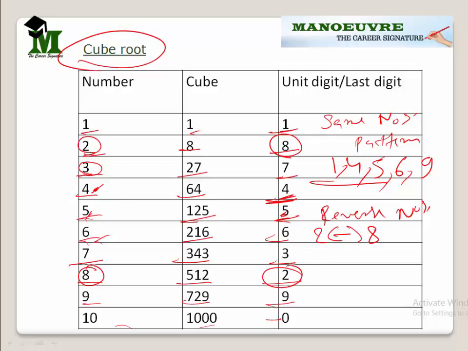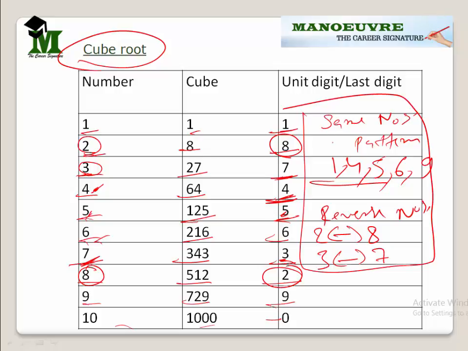Likewise in the case of 3, if you do 3 cube, you will get 7. If you do 7 cube, you will get 3. So in the case of 3 and 7, it gets reversed. So this is the thing which we need to remember before we solve the cube root question.